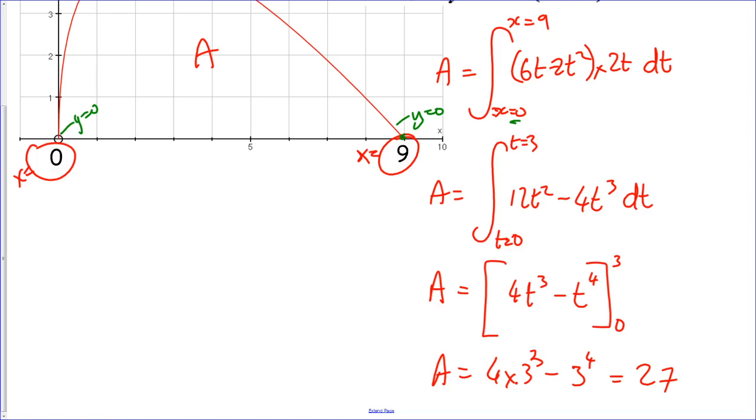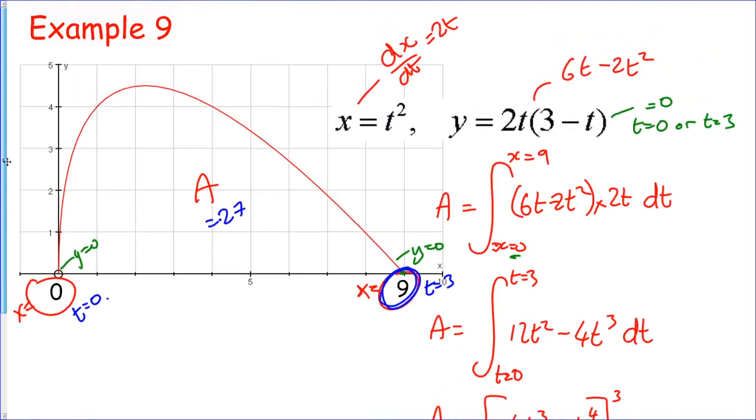Yeah. So this was a case of spotting that these limits here, I'll circle them again, are not t limits, they are x limits, and converting these into t's. So this came out to be t equals 3, and this came out to be t equals 0. So the area here is 27.